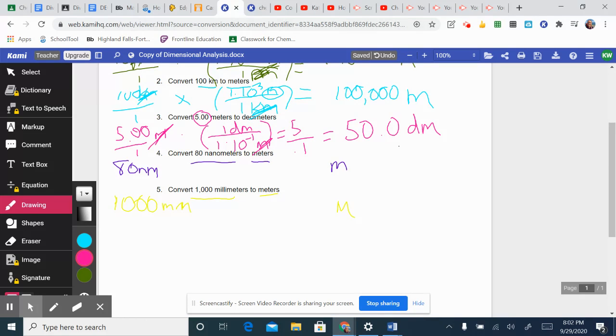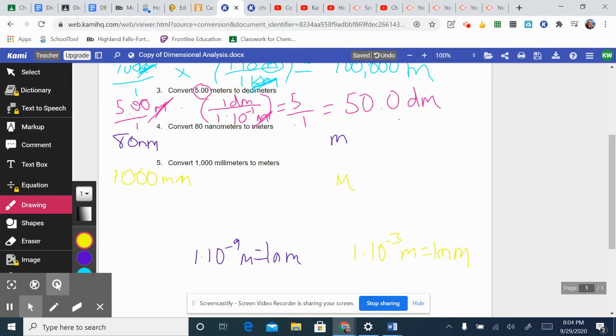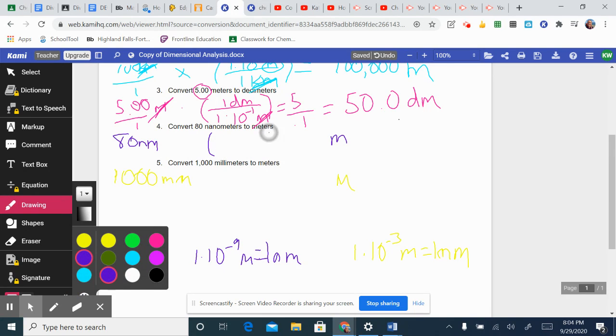Okay. So I'm going to put the conversion factors on the bottom of the page for the next two, and I want you to see if you can get them on your own. So I have the conversion factor for number 4 and number 5 on the bottom. And again, each one only requires 1 parentheses.